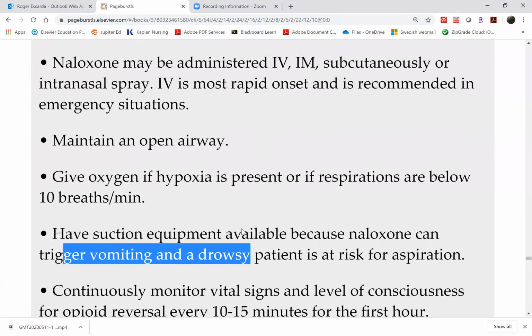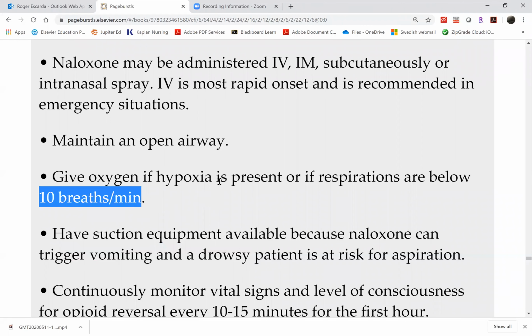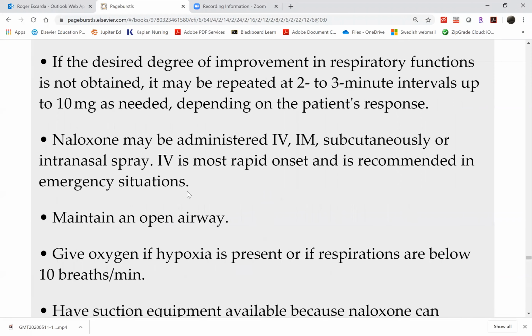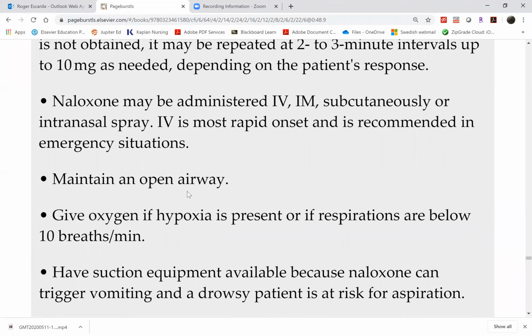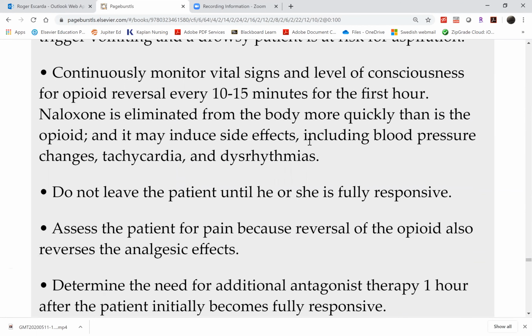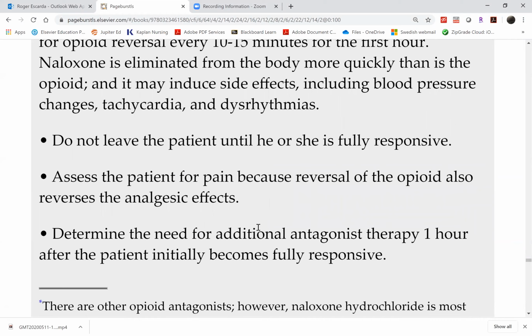Plus, most likely when you give oxygen, this is already a mask. See, it's 10 breaths per minute. You're giving oxygen, right? So it's not a cannula anymore because the patient's respiratory rate is 10. Nasal cannula won't cut it. And if you put a mask and then they vomit, that's a sure thing for aspiration. So just be careful with Narcan.